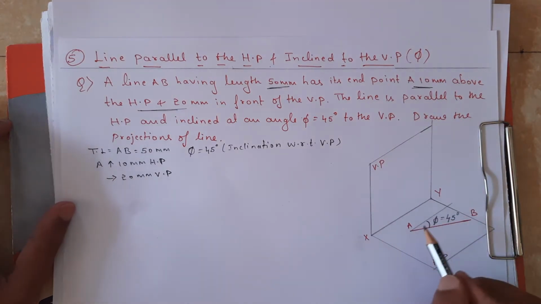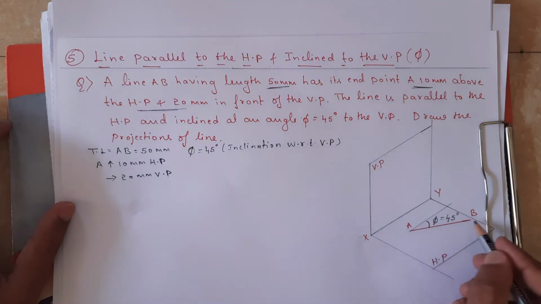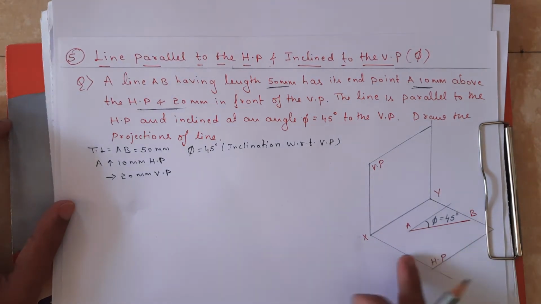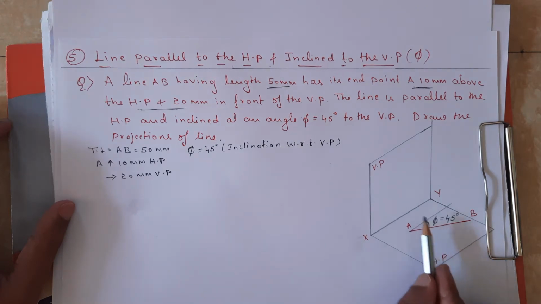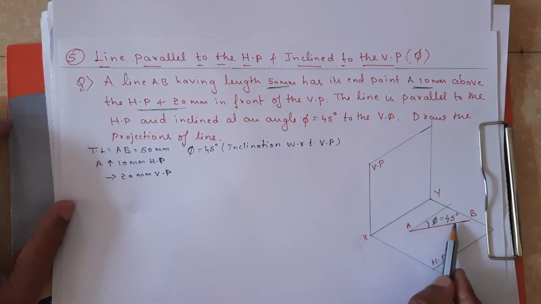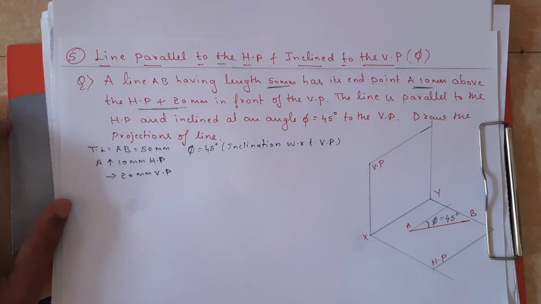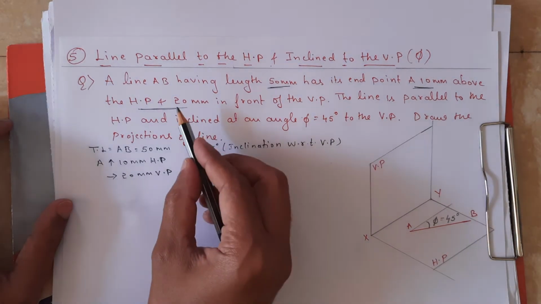See, that has been represented over here. This line AB is parallel to HP, whereas it is inclined at an angle of 45 degrees. That is called phi, inclined with respect to VP. Now how to draw this one? Okay, so let us collect the data.